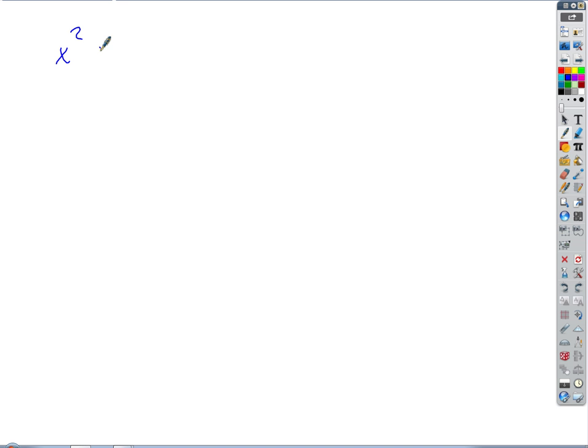x squared minus 4 equals 5. How about it? I could subtract 5 from both sides and get x squared minus 9 equals 0. And I could factor that. Remember how to factor that?